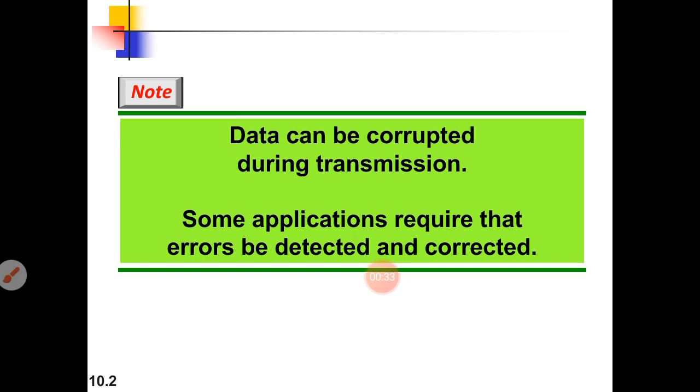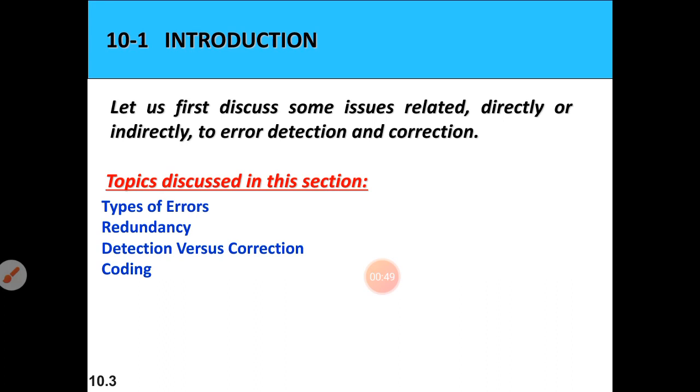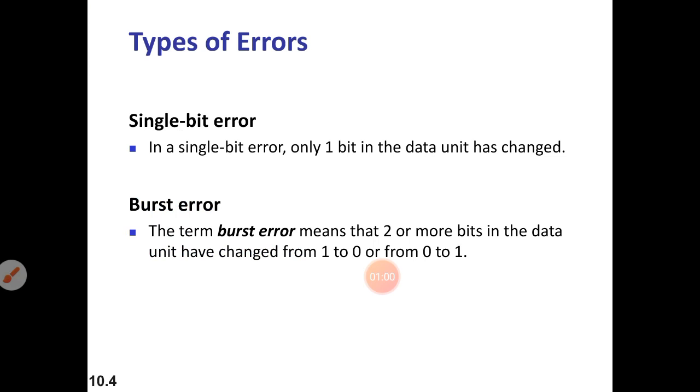So that's why in this chapter we will discuss some error detection techniques and error correction techniques. Before going to those techniques, we will discuss some basic concepts. In the introduction we will discuss the types of errors, redundancy, detection and correction, and coding. Here there are two types of errors. One is the single bit error and another one is the burst error.